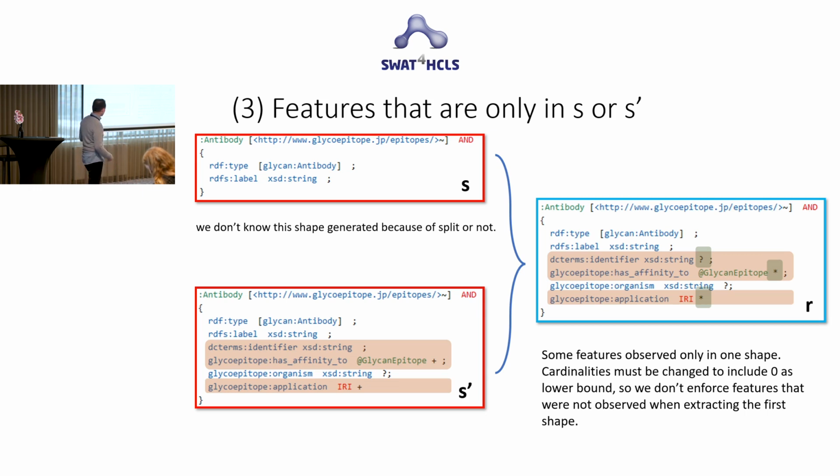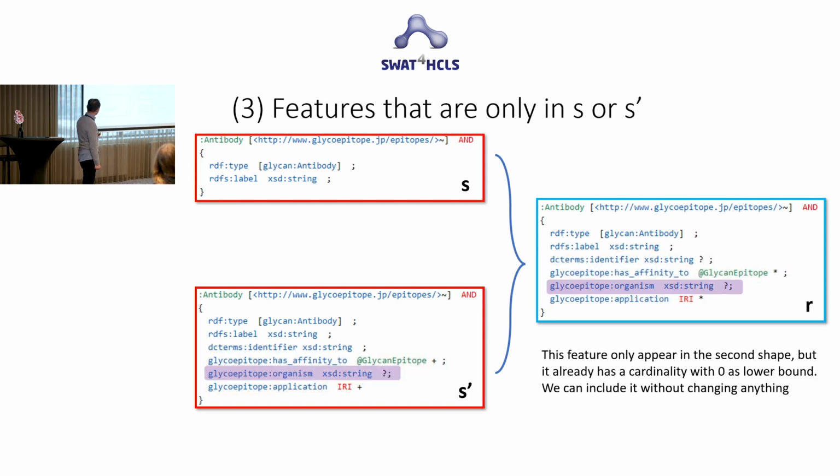So here, this one has no notation like a plus or question mark, but this shape doesn't have any constraint for this part, so we have to change it to a question mark here. And also, this is a plus mark, but this constraint isn't included here, so we have to change it to the asterisk, like that. So we have to do that kind of consolidation.